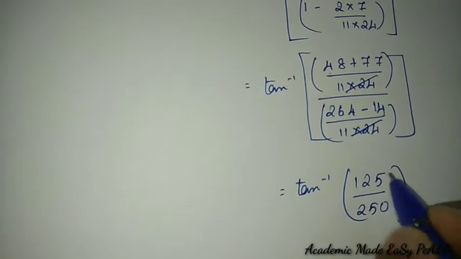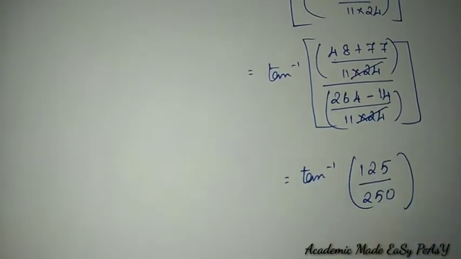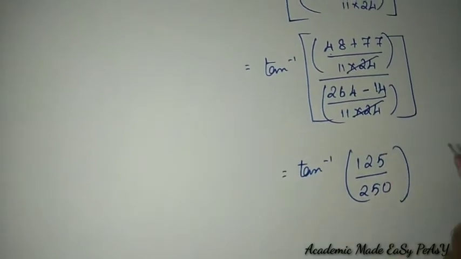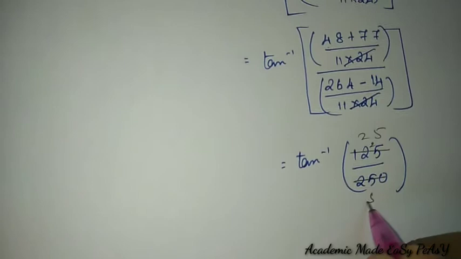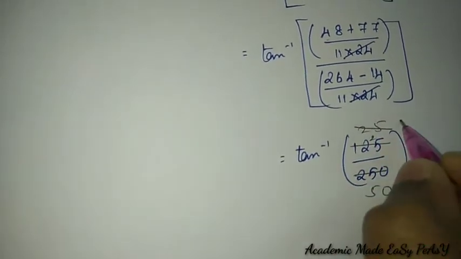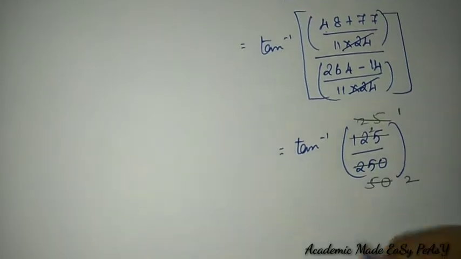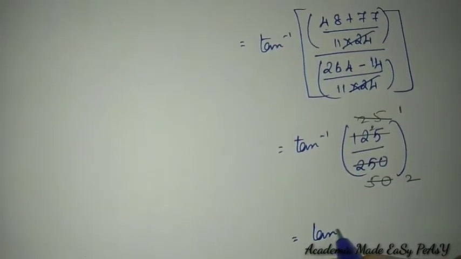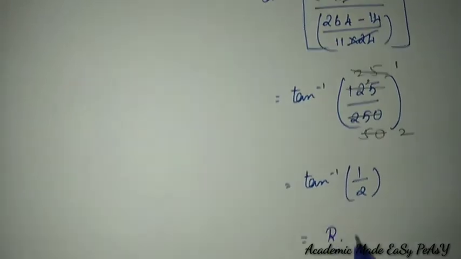So now I will cancel because these two have common terms, no? So therefore I will be cancelling. So I will get 25 over 50. 25 1 times 25, 25 2 times 50. So therefore it will be tan inverse 1 by 2, equal to RHS.